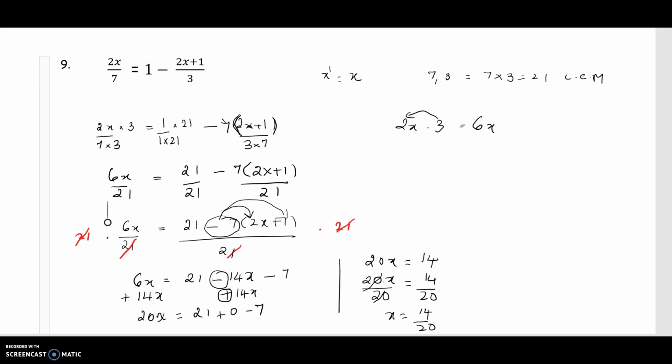Now all we need to do is simplify the number, reduce it completely. So 7 times 2 is 14. 10 times 2 is 20. That cancels the 2. And there are no other common factors. So x is 7 over 10.